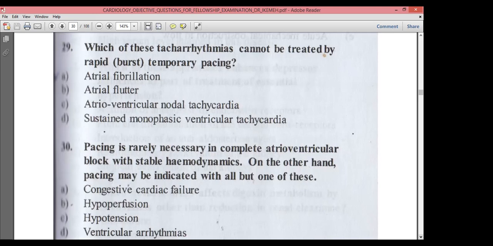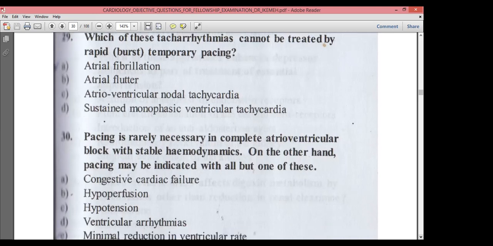Then second degree Mobitz type 2 with symptoms, pace the patient. So I don't really get this. But he said on the other hand, pacing may be indicated with all of this. So I think the question is asking for symptoms that can be associated with third degree AV block that can make you pace. If they have congestive cardiac failure, yes, you want to pace. If they have hypoperfusion from the cardiac failure, you pace. If they have hypotension, you pace. Then also, if they have coexisting ventricular arrhythmias, you will pace.